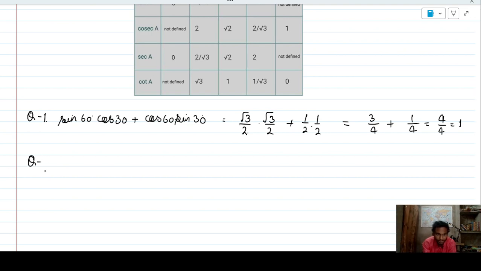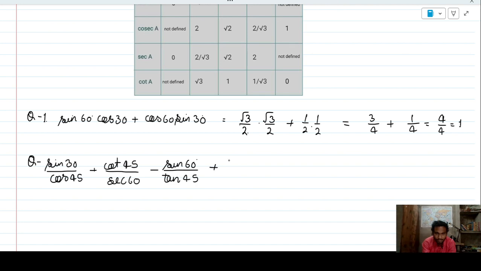Next, sin 30 upon cos 45 plus cot 45 upon sec 60 minus sin 60 upon tan 45 plus cos 30 upon sin 90.